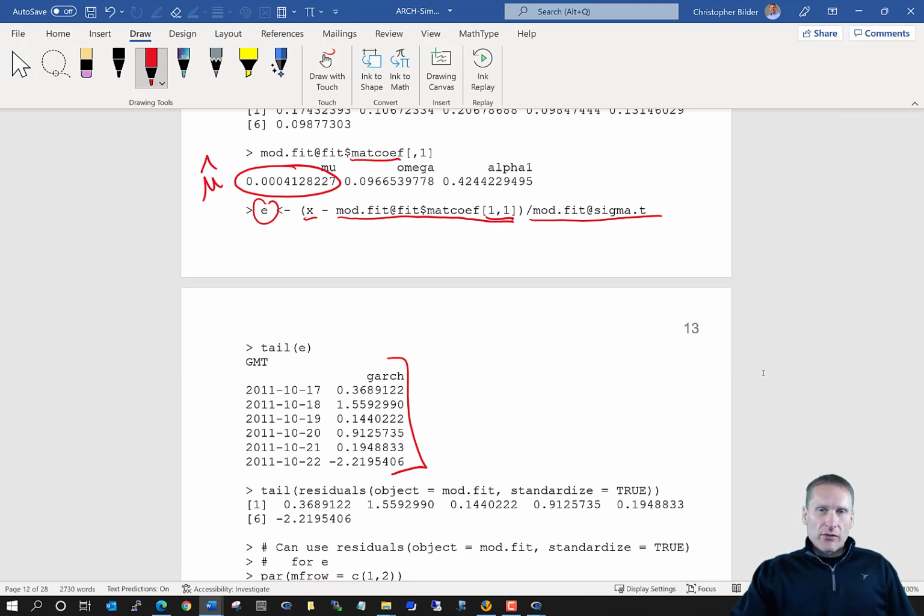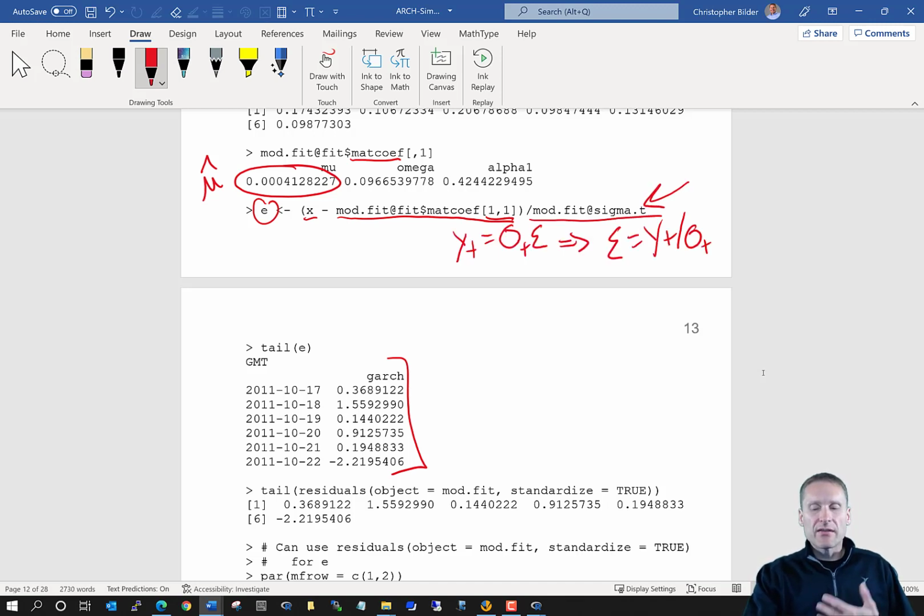These particular residuals are different, and I should have brought this up to begin with. They are different than the ones we had before. These residuals are now for the ARCH model part itself. Now again, we could write our ARCH model like this, so we could then equivalently write this as epsilon is equal to y sub t divided by sigma sub t. And what this code here is doing is essentially finding the residuals from the ARCH model in this manner.